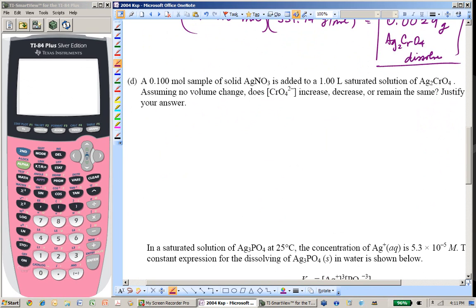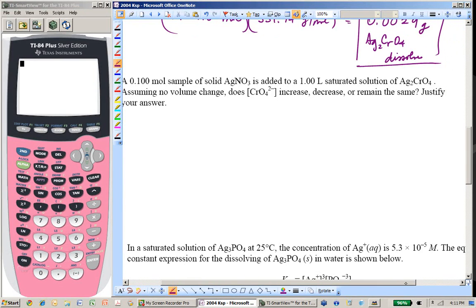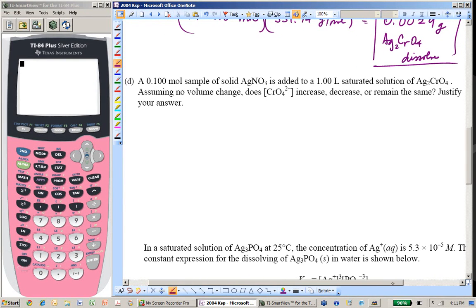Now, a 0.1 mole sample of solid silver nitrate is added to a liter saturated solution of silver chromate, assuming no volume change. Does the concentration of the chromate ion increase, decrease, or remain the same? And justify your answer. All right. What do you figure?